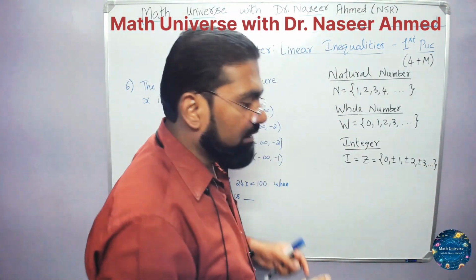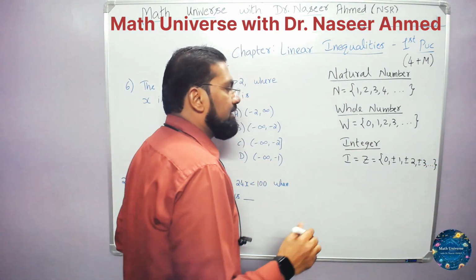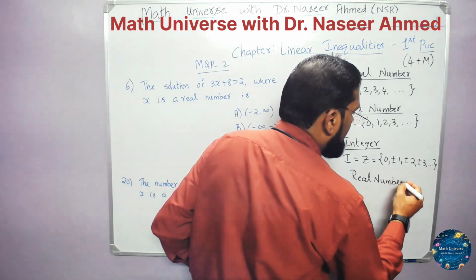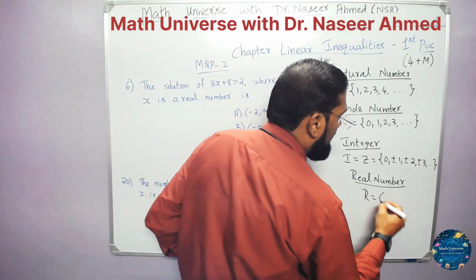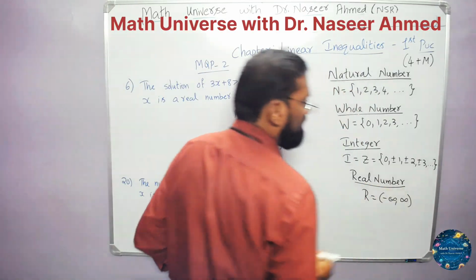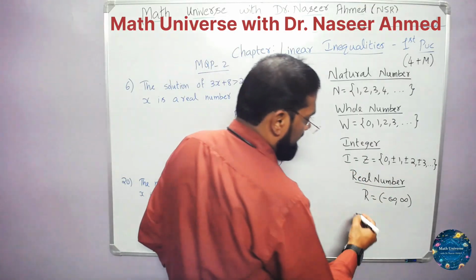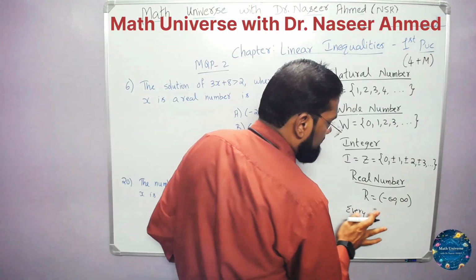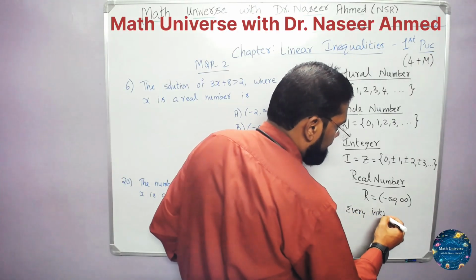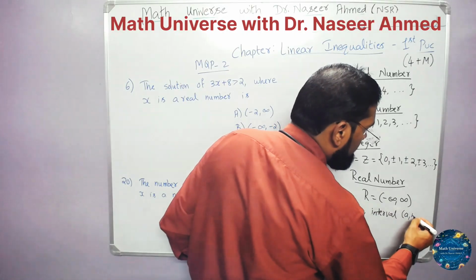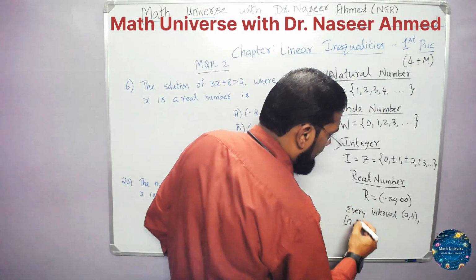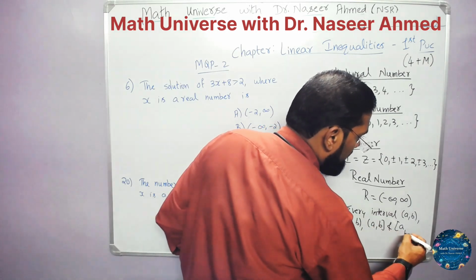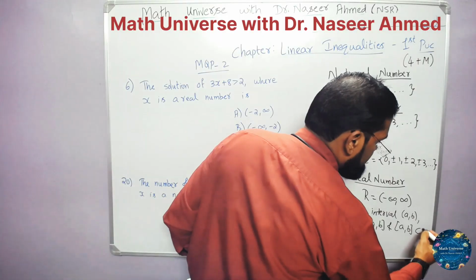Now there is no space in this chapter for rational numbers. So it's ultimately real numbers. Real numbers, as we know, are denoted by capital letter R. And in terms of interval, it goes from minus infinity to plus infinity, an open interval. And every interval, don't forget, let it be an open interval, let it be closed at A and open at B, or open at A and closed at B, or both closed. All these are subsets of real numbers.